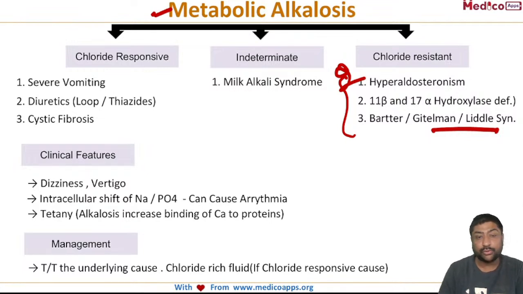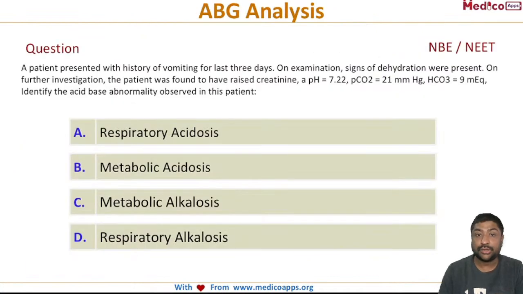So this completes the theory part. Now come to the interesting part: what exactly exam questions have been asked and how you can answer them. The first question is: a patient presented with a history of vomiting for 3 days. On examination, signs of dehydration were present, and the patient was found to have raised creatinine, pH is given, PCO2 is given.